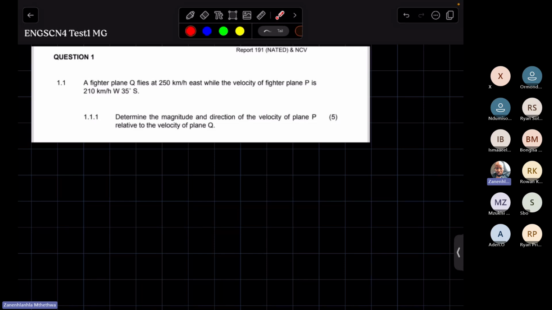So that's not a rhetorical question. I'm waiting for an answer here. P is the object. So P is the object, right? We want the velocity of P with respect to Q. So Q here is our frame of reference.